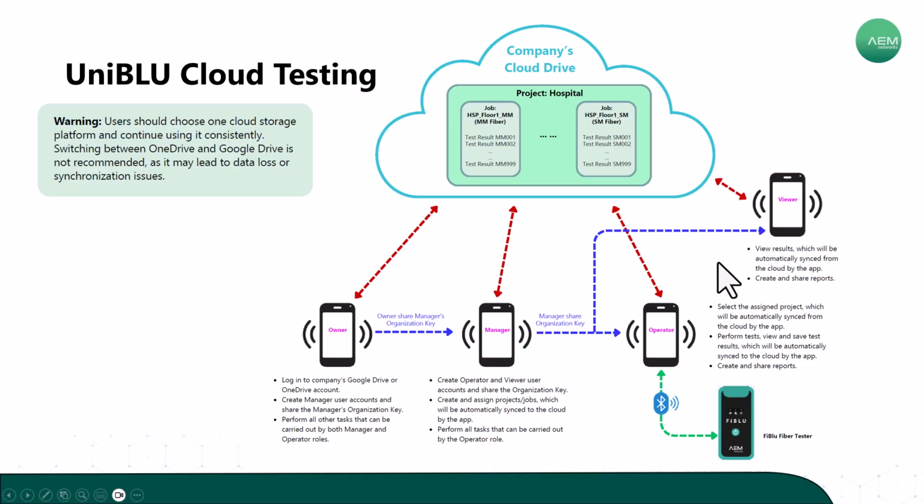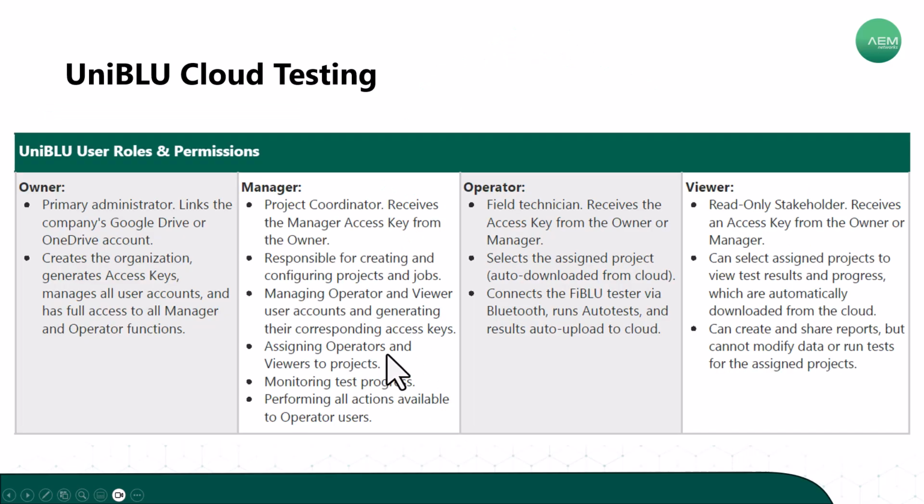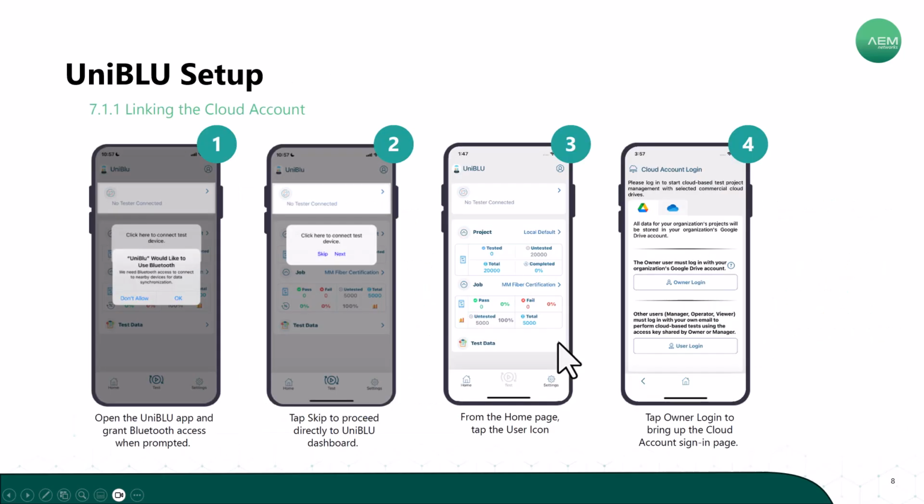And then the viewer option is convenient if you have a customer who wants to see the results, but you don't want them going in and creating tests or being able to edit anything. So that is called the viewer option. And again, there are different functions for the owner versus the manager versus the operator versus the viewer. The UniBLU setup will be done on your mobile device after you've installed the app, and we will go through that live with the app here in just a moment.